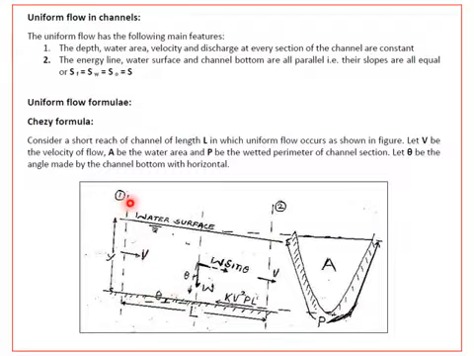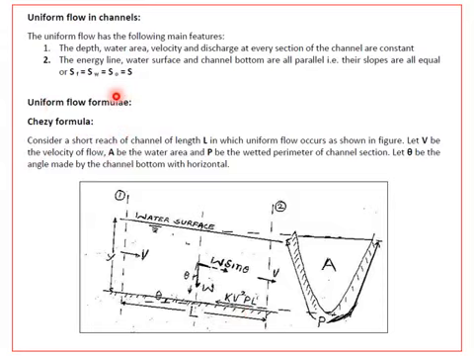That is, the energy line slope, represented by SF, should be equal to SW, which is the slope of the water surface, which should be equal to the slope of the channel bottom, which is S0, that is taken equal to S. Henceforth, in uniform flow, whenever I say S, that is the channel bottom slope, which we also call a longitudinal slope or a bed slope of the channel.